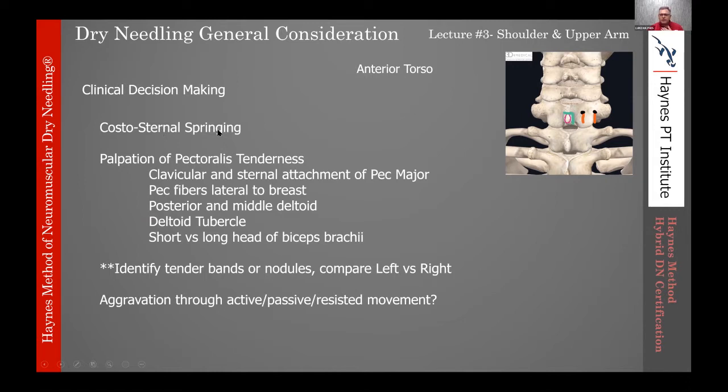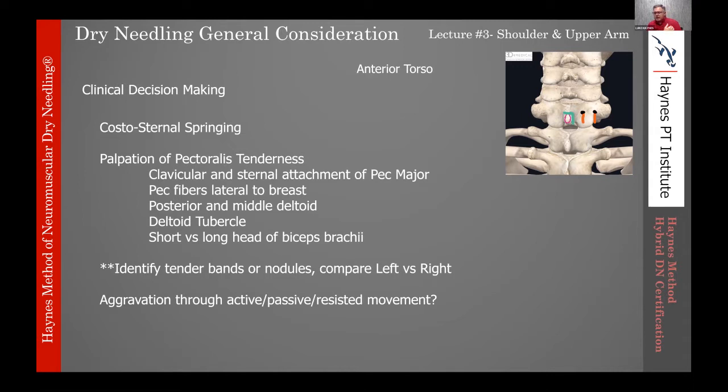For the anterior torso, we want to do some costosternal springing. So we want to follow those ribs, from the first rib right underneath the clavicle on down, and see if we are eliciting any significant discomfort there. Then we want to go through our soft tissue palpation. Specifically, we want to look at pectoralis, follow the clavicular and the sternal attachment of pec major. We want to look at the pec fibers lateral to the breast, and then posterior in the middle deltoid. Do they have some sort of tissue banding?